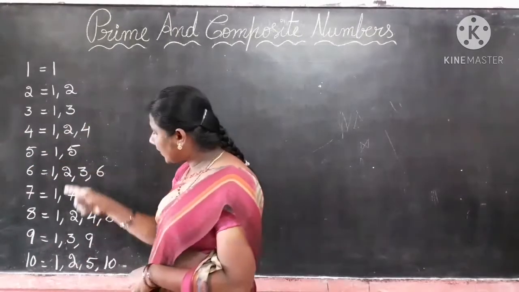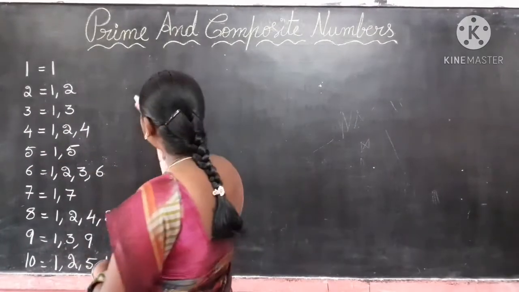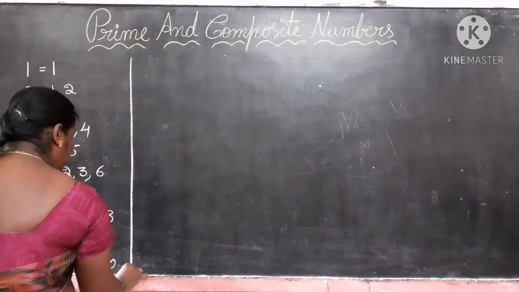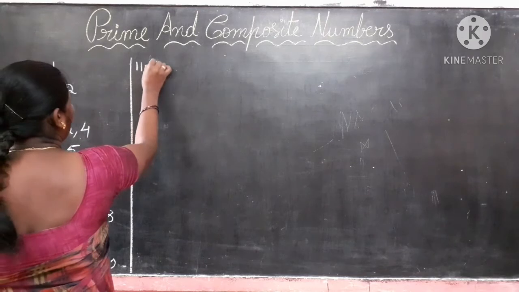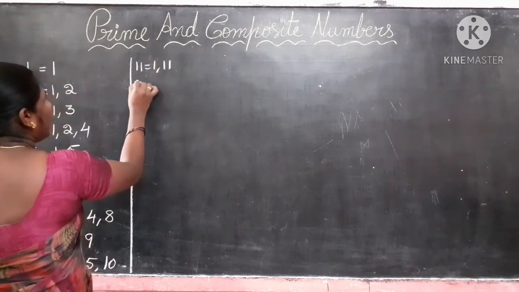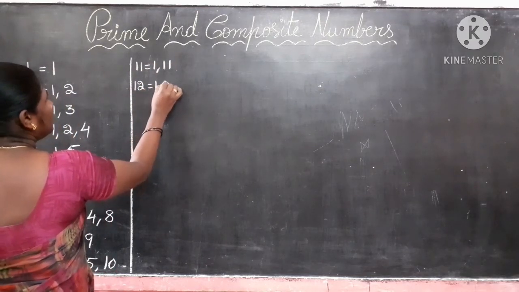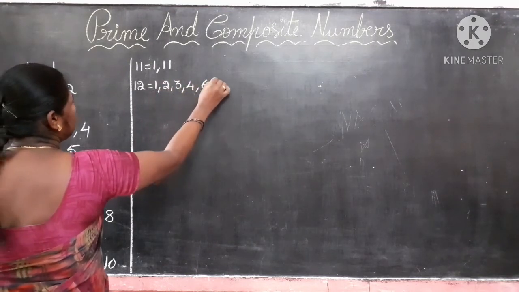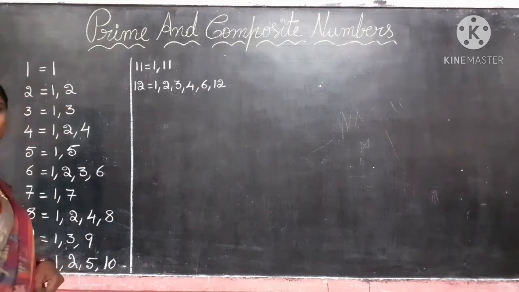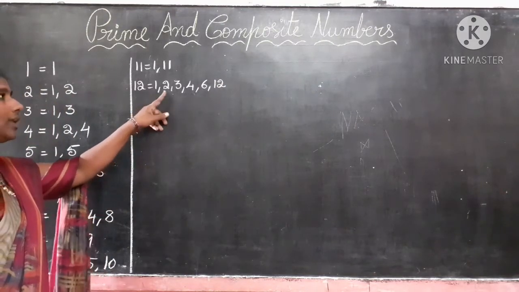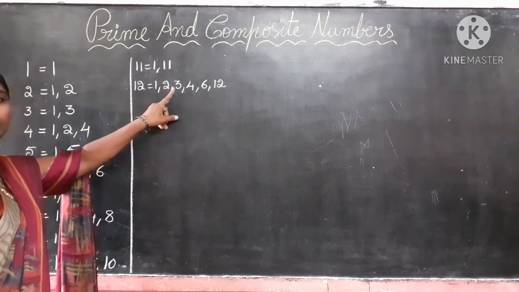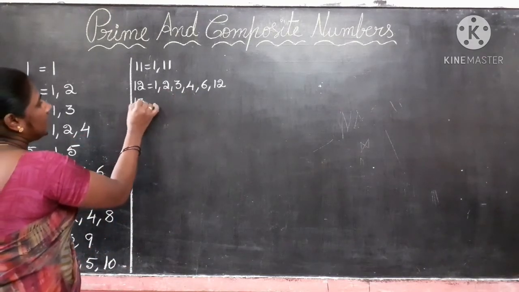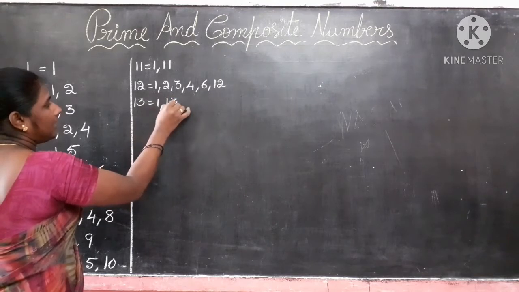These are the factors for 1 to 10. Next, I am going to write 11. What are the factors for 11? 11 will come in what table? 11, 1 table, 11 table. 12, 1 table, 2 table, 3 table, 4 table, 6 table and 12 table. Yes, 1 table, 12 will come, 2 table, 12 will come, 3 table it will come, 4 table, 6 table, 12 table. Next, 13, 1 table and 13 table.